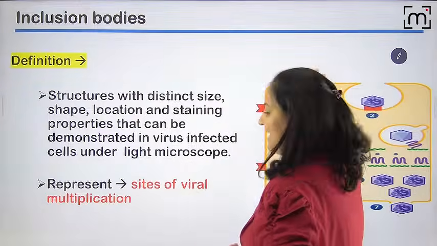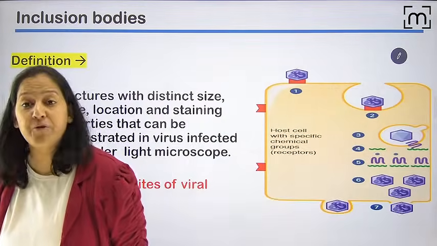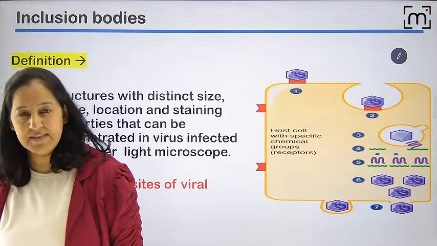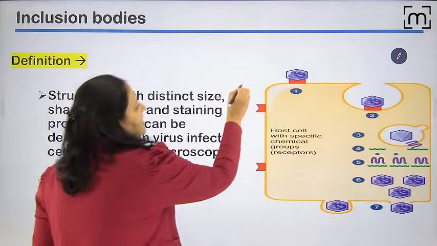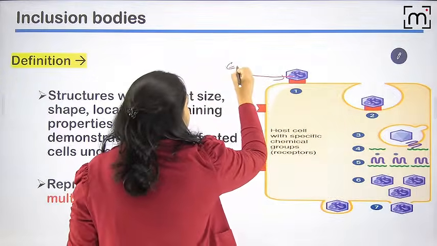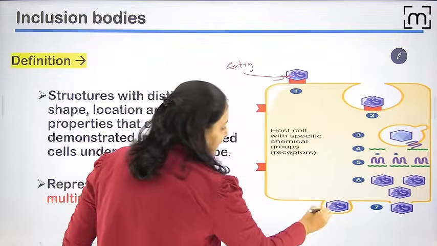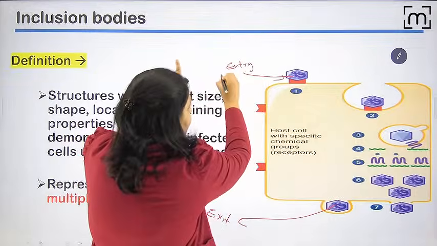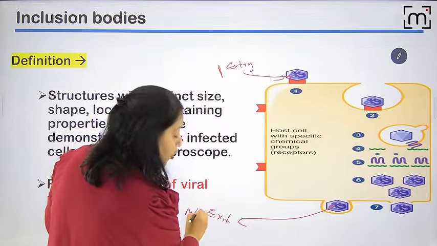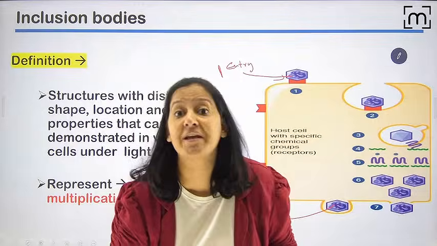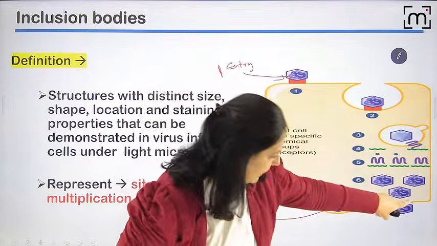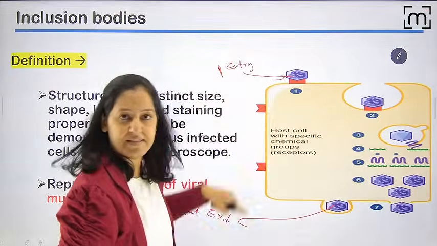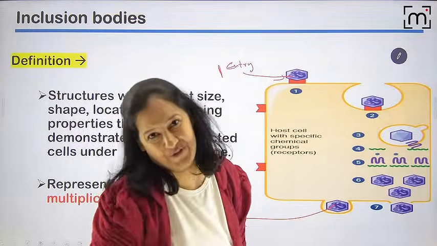Let me explain. See here. Can you see the 7 steps of replication? Say yes. This is the entry of the virus. And this is the exit of the daughter virus. One virus enters and multiple daughter virions come out. One is entering and multiple are coming out. This is entry, this is exit. Now my question to all of you.